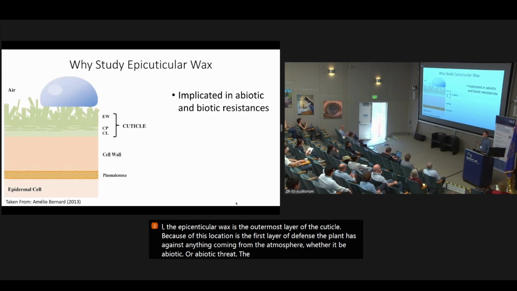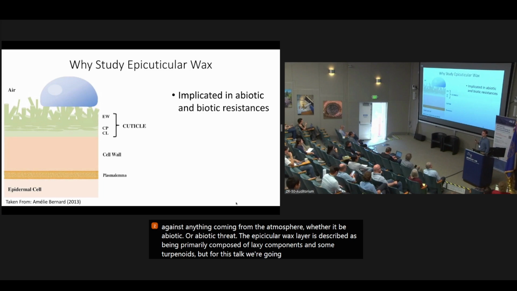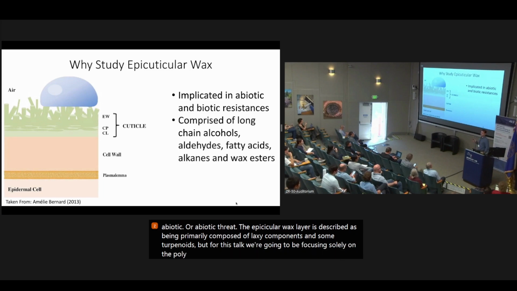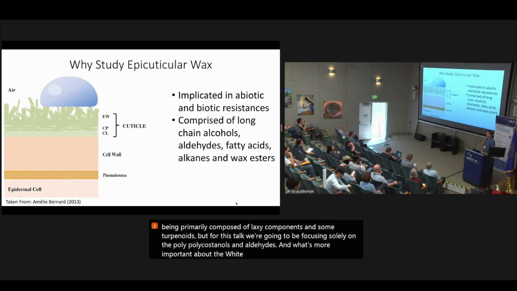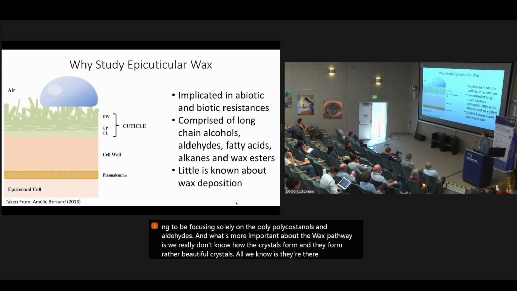The epicuticular wax layer is described as being primarily composed of waxy components and some terpenoids, but for this talk, we're going to be focusing solely on the polycosanols and aldehydes. And what's more important about the wax pathway is we really don't know how the crystals form, and they form rather beautiful crystals. All we know is they're there, they're stable, and they seem to be important.